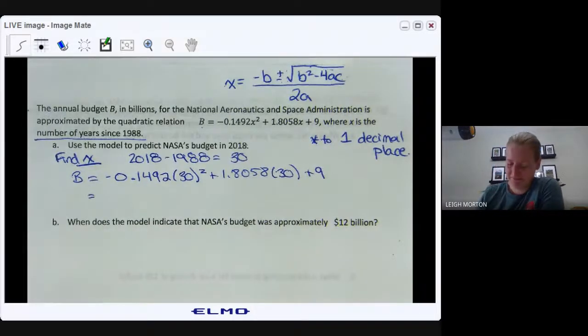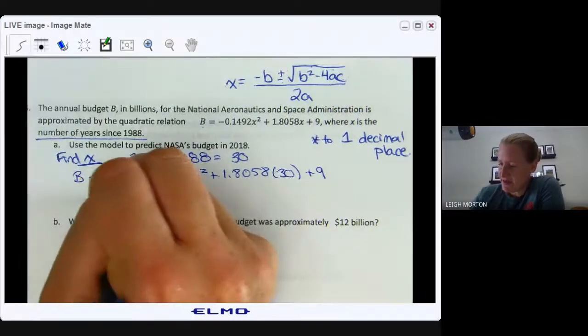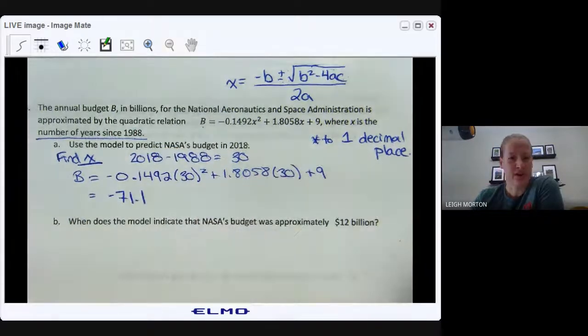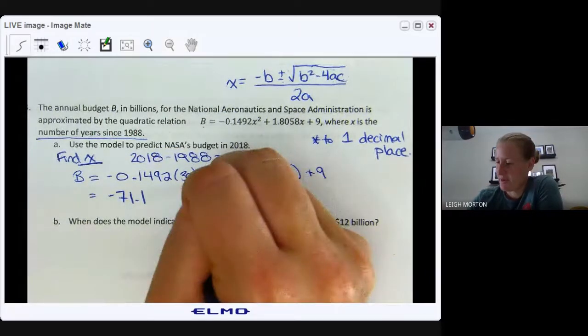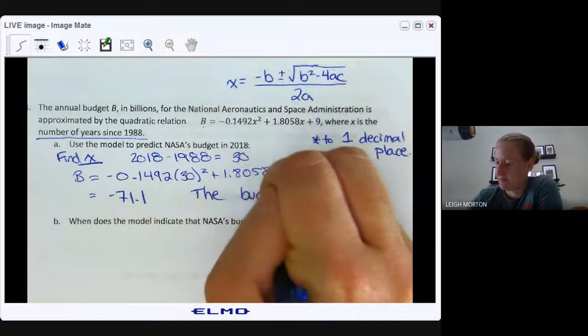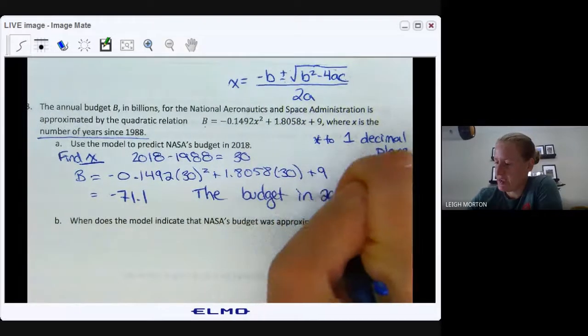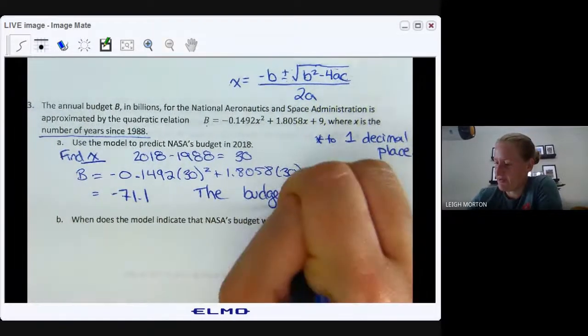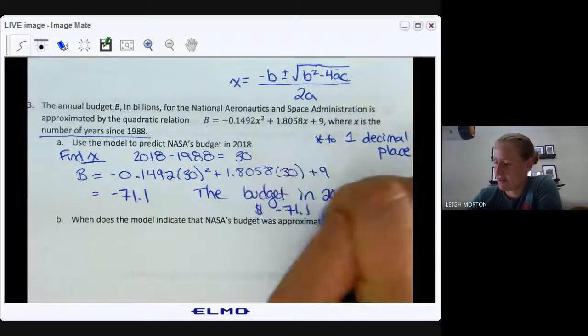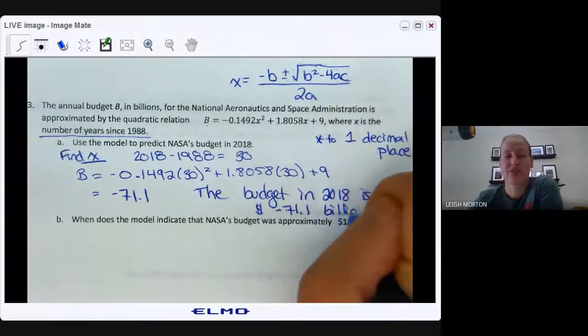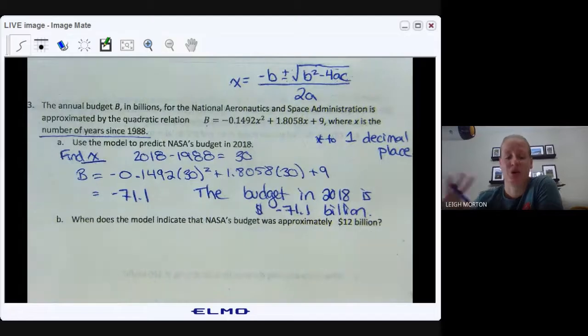Well, whether it makes sense or not, we're just going to write it out right now. Okay? The budget in 2018 is negative 71.1 billion. This is not possible. You cannot have a negative budget. We're just going to go with it because the equation is wrong, and I'm worried if I change it, it'll make B not work. And if we find out B doesn't work, well, we're just going to move on.